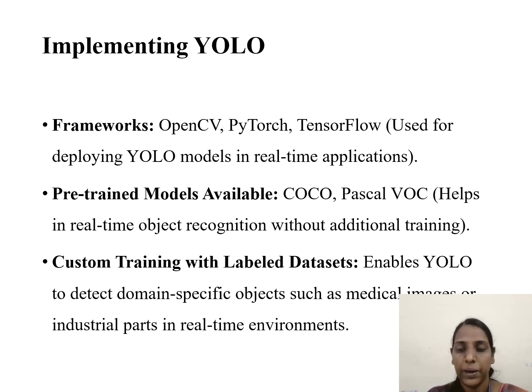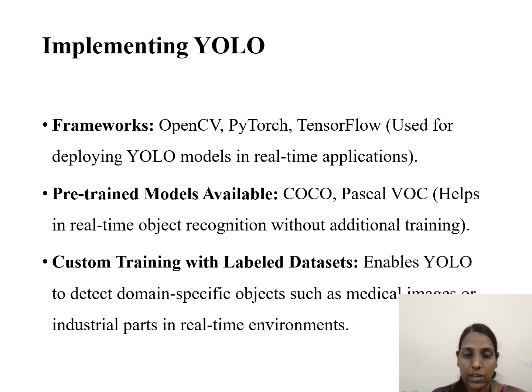Implementing YOLO. For implementing YOLO, what are the basic things we need? That is the framework. In frameworks, we have OpenCV, PyTorch, and TensorFlow, used for deploying YOLO in real-time applications. The next one is pre-trained models, such as those trained on COCO and Pascal VOC. They help to detect objects in real time without any need of training. The next one is custom training with labeled datasets. Custom training enables YOLO to detect domain-specific objects.